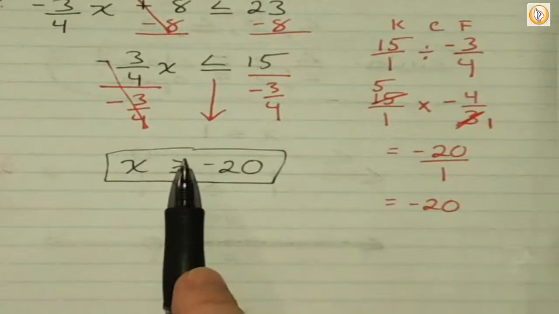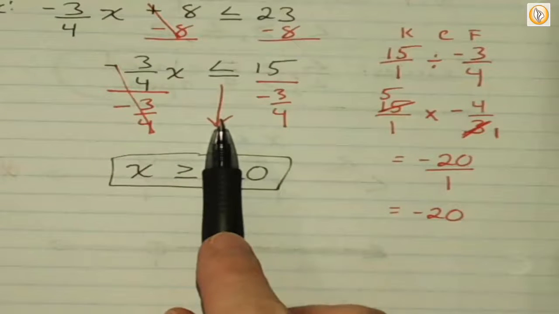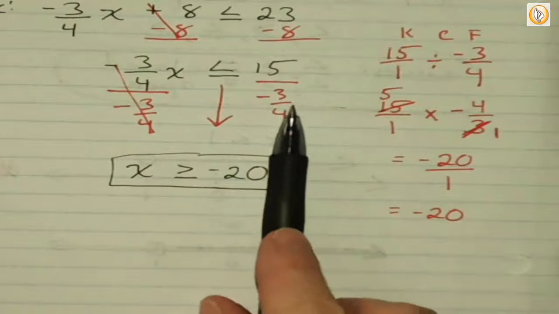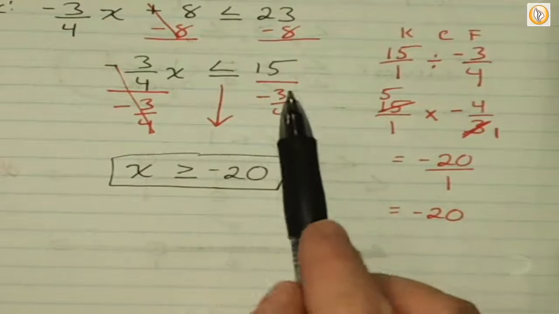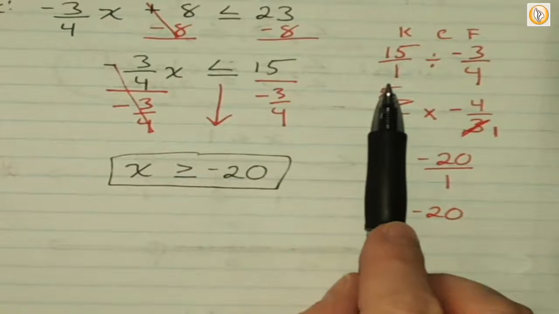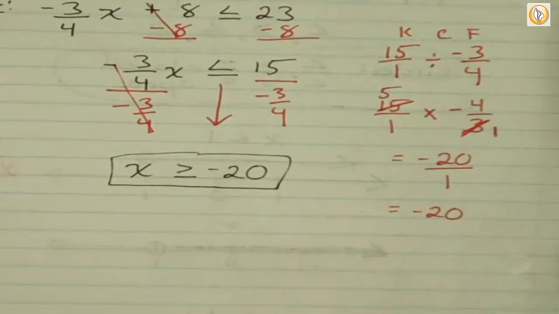Don't forget to flip the sign. I always draw these arrows to remind me. And when you're dividing by a fraction, make sure you write that number first, divided by the second one.